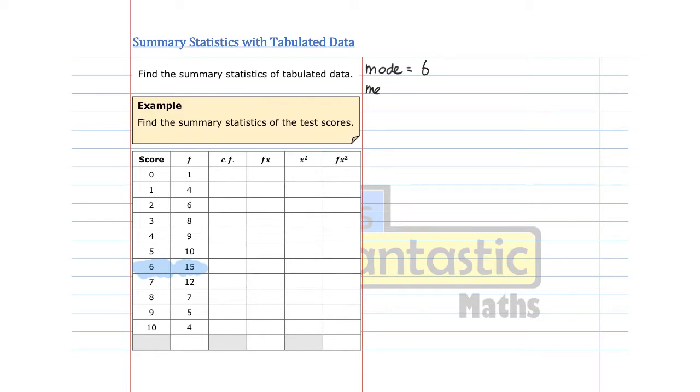Next, we'll do the mean. The mean for tabulated data, we use a slightly modified version of the rule, which is sum of fx divided by n. So the sum of fx, what it means is for each score, we need to multiply it by how many times we got that score.